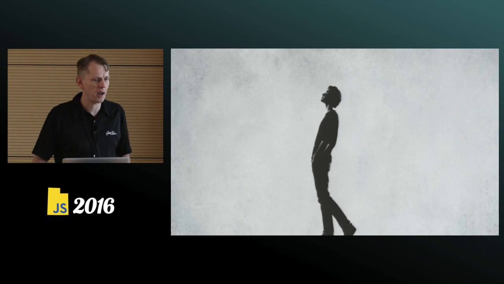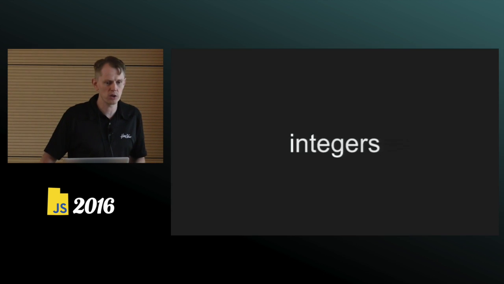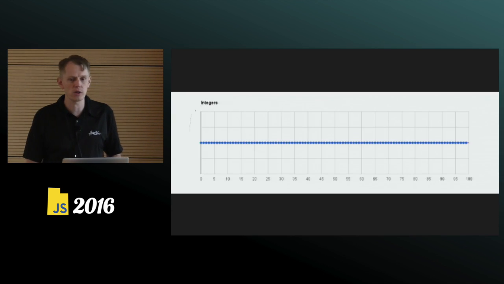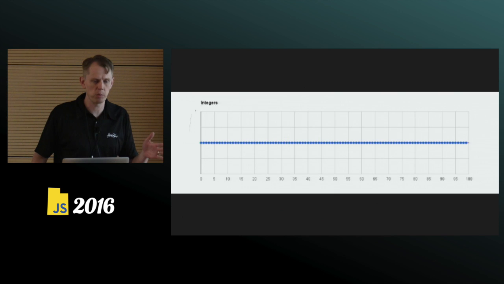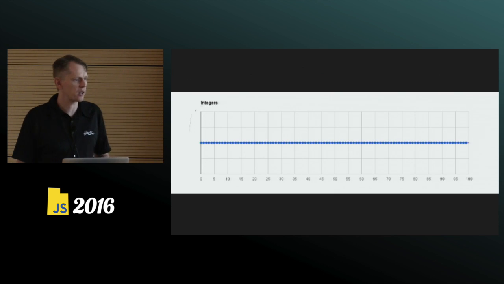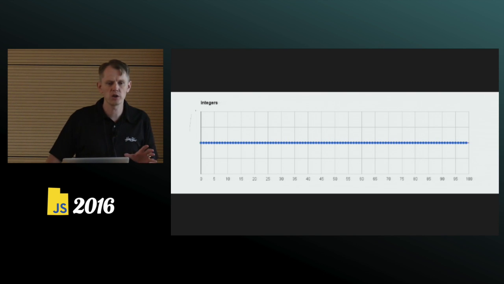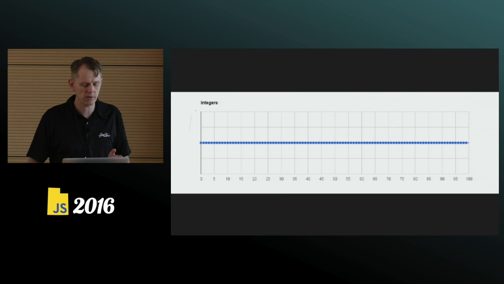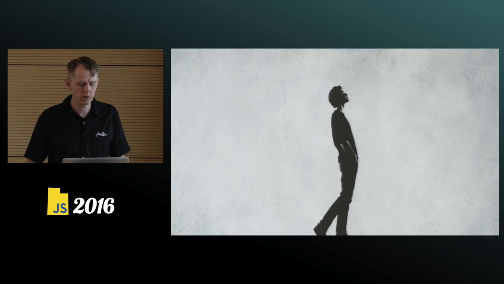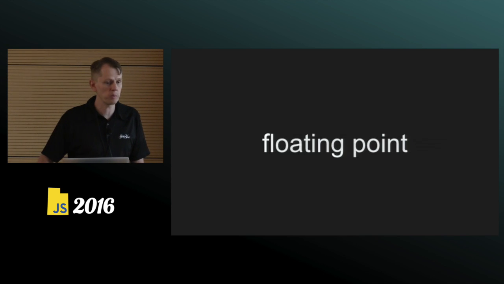Let's take a step back and look at a graph of integers. Here are all the integers between 0 and 100 that can be accurately represented. I mentioned before, you can't represent 3.7. These are the ones that can be accurately represented. Notice they're evenly distributed across the number line. There are just as many integers between 0 and 5 that can be accurately represented as there are between 90 and 95.